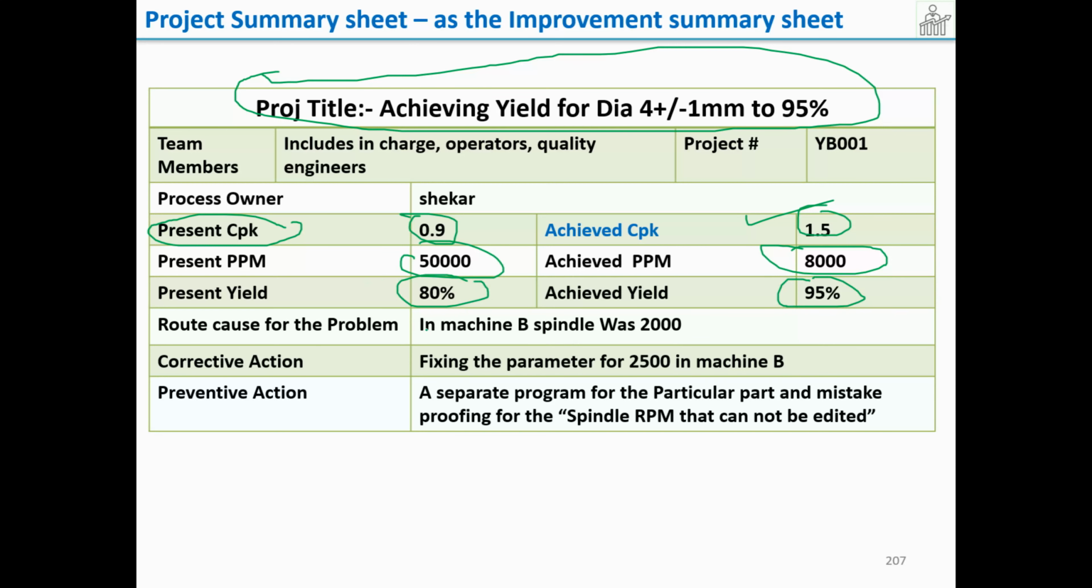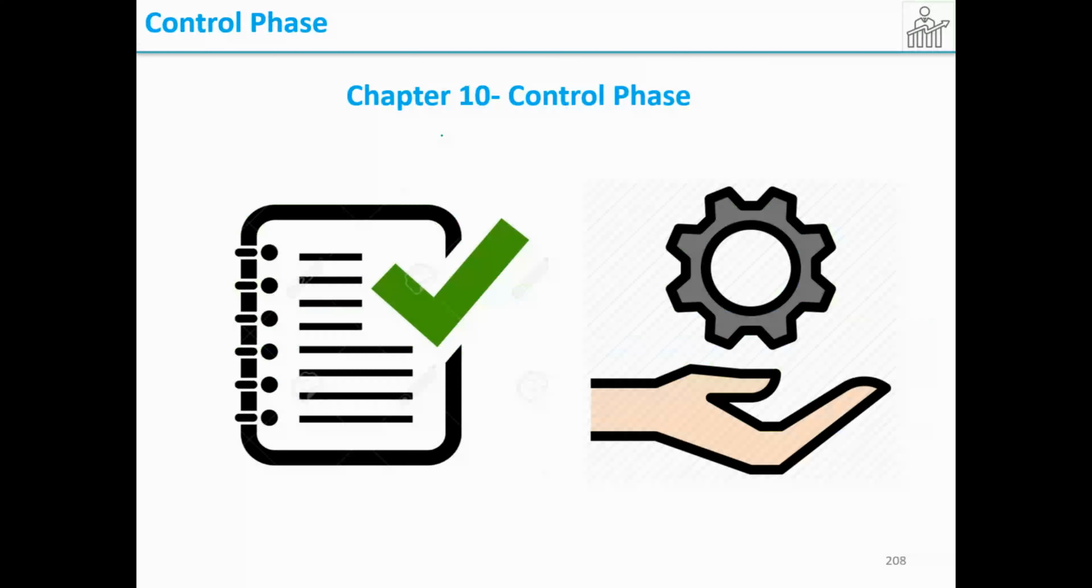So what is the root cause of the problem? In machine B, the spindle RPM was 2000. Corrective action is fixing the parameter to 2500 on machine B. Preventive action: they're going to fix the parameters so that no one can change them. So this we can present to the management.